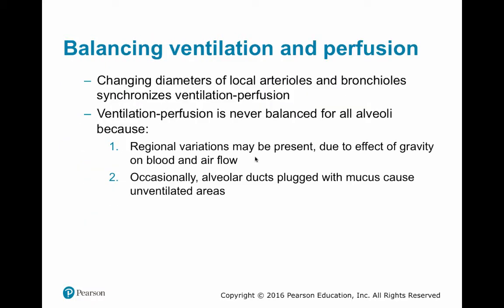So balancing ventilation and perfusion, essentially, if you change the diameter of the local arterioles and the bronchioles, that can essentially synchronize ventilation and perfusion, right? Ventilation and perfusion is never balanced for all alveoli because you do have regional variations. So that can affect gravity on blood and airflow, and occasionally alveolar ducts can get plugged from mucus, causing unventilated areas. But essentially what we're always trying for is to have that perfect balance between the two.